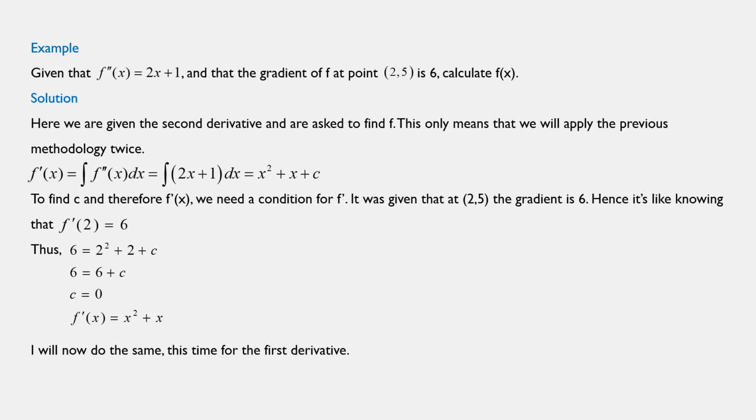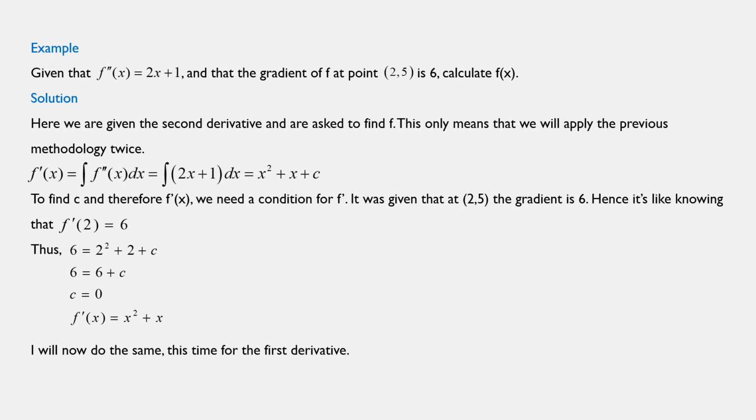This means that I will go to the formula of f prime I have found and I will plug in 2 and 6 in places of x and y respectively. This will lead me to the equation 6 equals 2 squared plus 2 plus c, which leads to the value of c being equal to 0. And that only means that f prime of x is equal to x squared plus x.